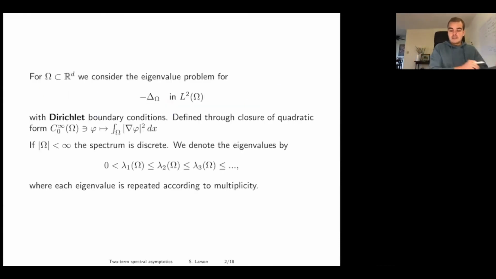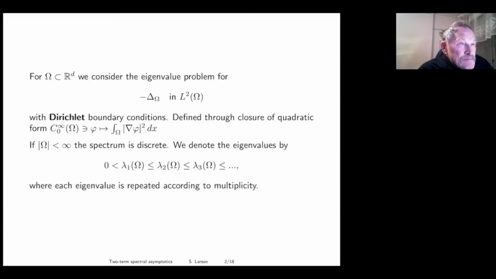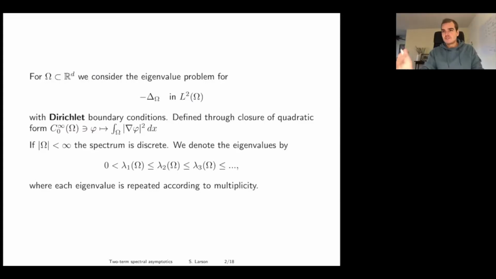Just to get the standard definitions out of the way, we're looking at the Dirichlet Laplacian only today, which we define through closure of a quadratic form acting on compactly supported functions in some domain omega in d-dimensional Euclidean space. Throughout, let's just assume that d is at least two. Since we're talking about geometry, the one-dimensional case is a bit special, and although a lot can be said, just think of d as at least two.